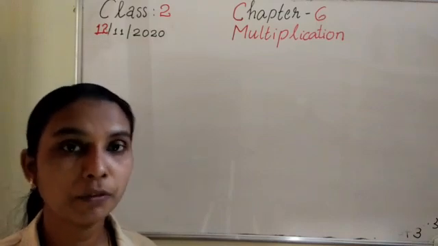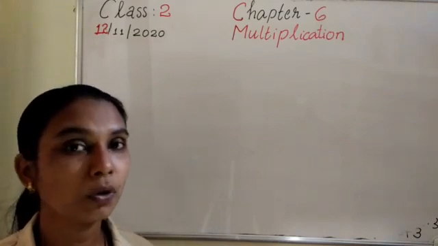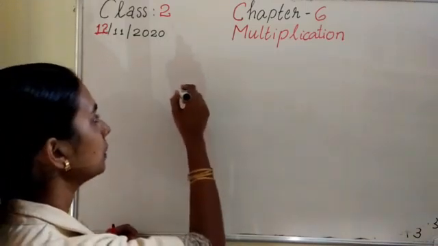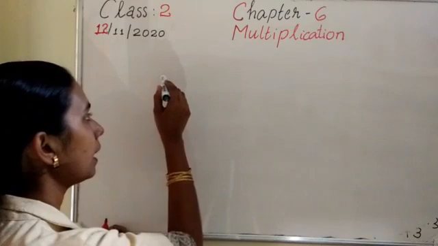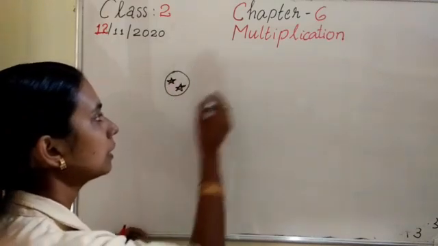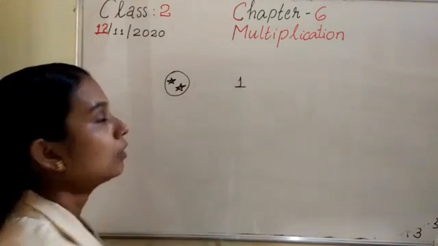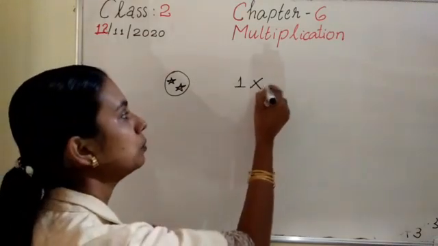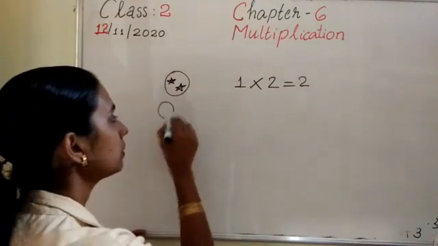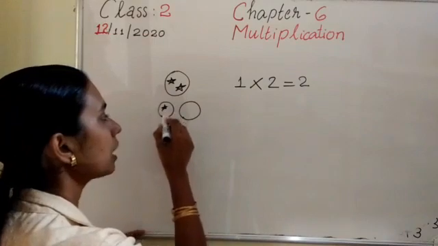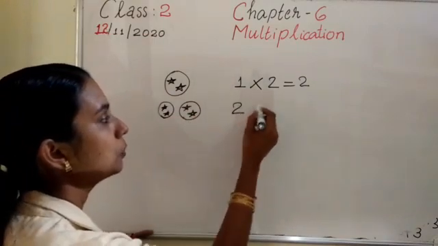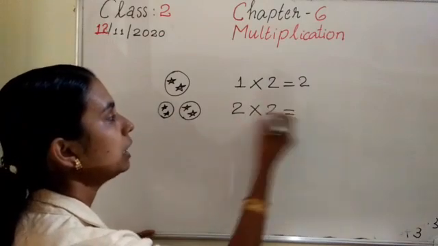Do you remember skip counting in 2's? Yes. Here I am going to show some groups. And we are going to form the table for 2. First group has 2 stars. That means how many groups are there? 1 group. How many in each group? 2. How many stars in all? 2. Then next there are 2 groups. Each has 2. Now how many groups are there? 2. 2 times 2.